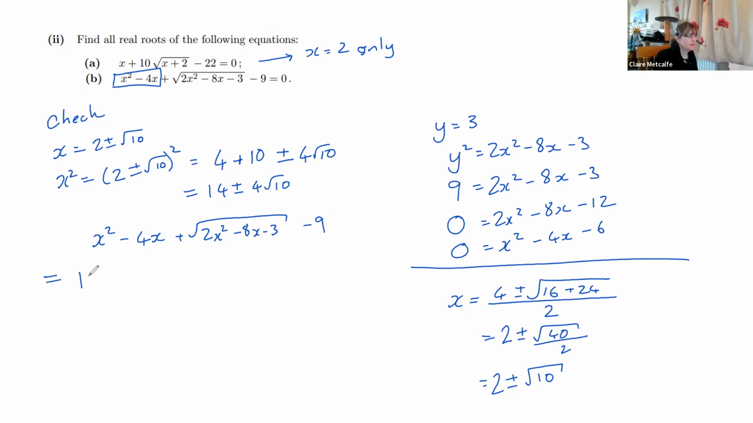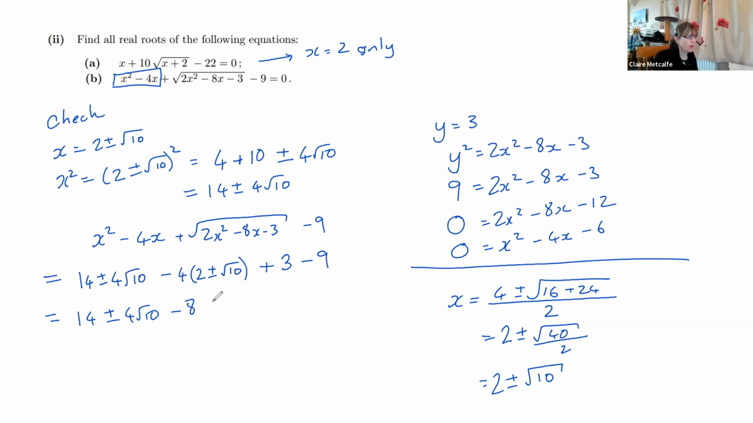Okay, so x squared is 14 plus or minus 4 root 10. x is 2 plus or minus root 10. This thing under the square root we know is equal to 3 because that's what we were solving. Okay, and we've still got the minus 9. So this is 14 plus or minus 4 root 10. We've got a minus 4 times 2, it's a minus 8. Minus 4 times plus or minus root 10.